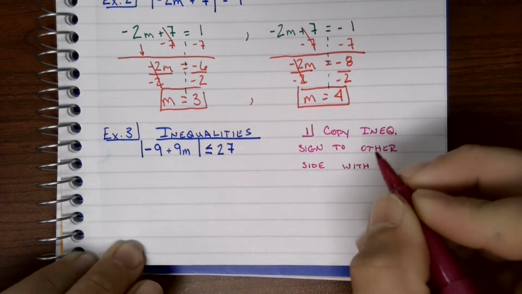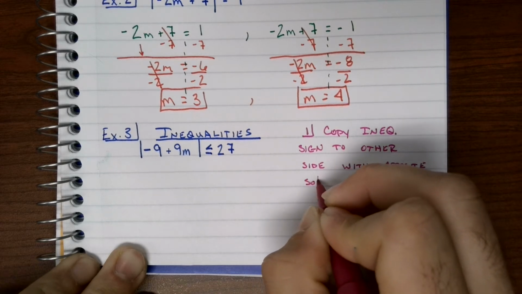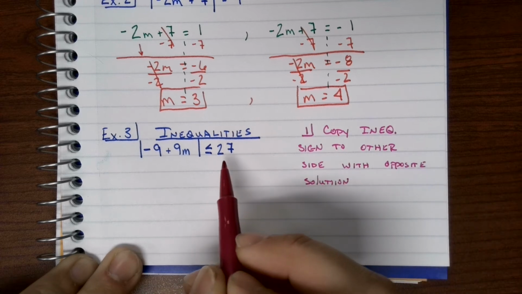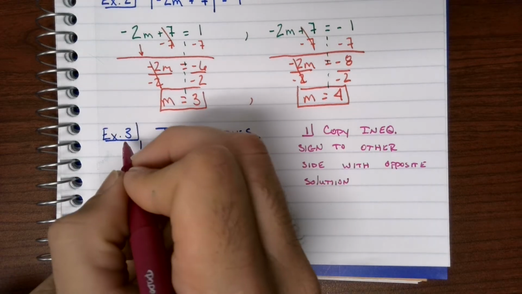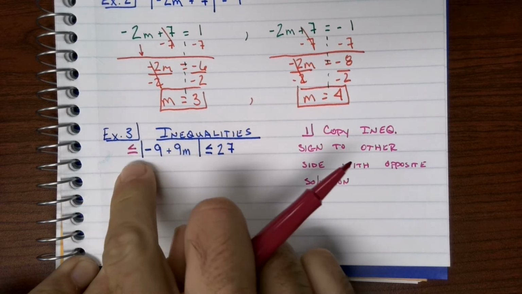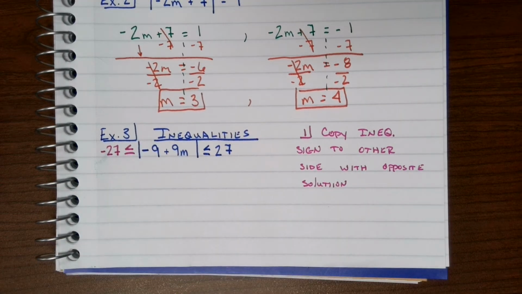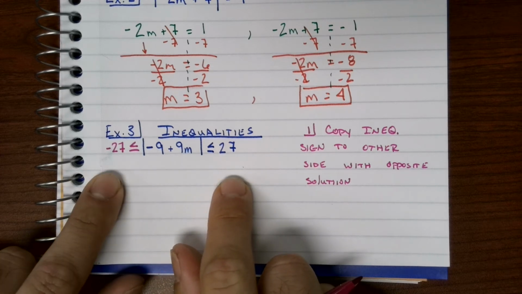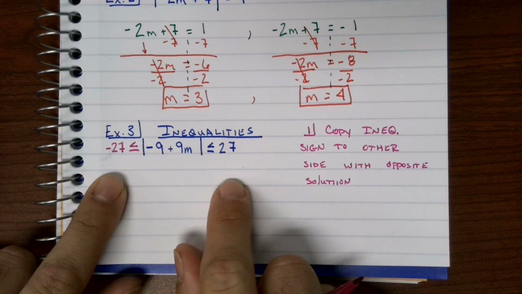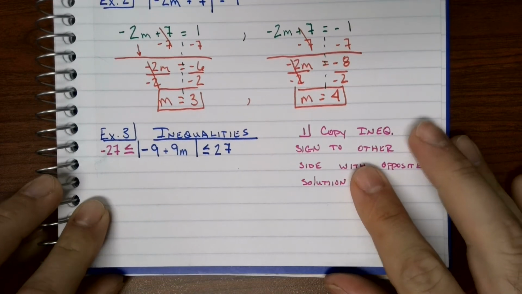with the opposite solution. 27 is our solution here. What's the opposite of 27? Negative 27. So I take the sign and copy it, the same exact direction, and I add negative 27. Now I have my absolute value solution, the positive and the negative, on both sides. So you have two different inequalities again here. Now we had two equations up here. We split these. Same here.